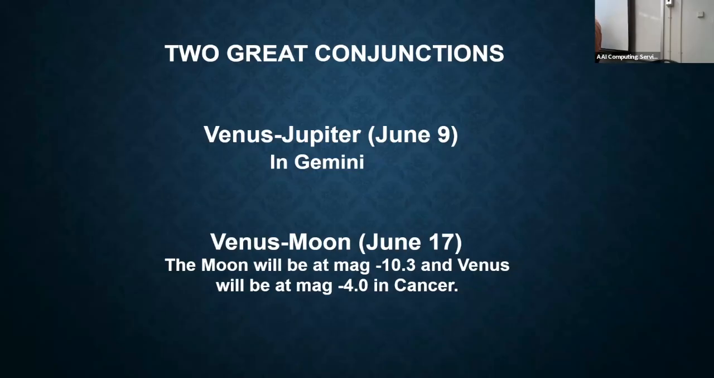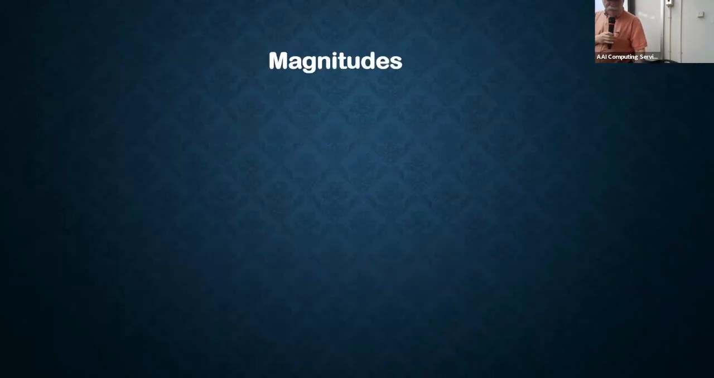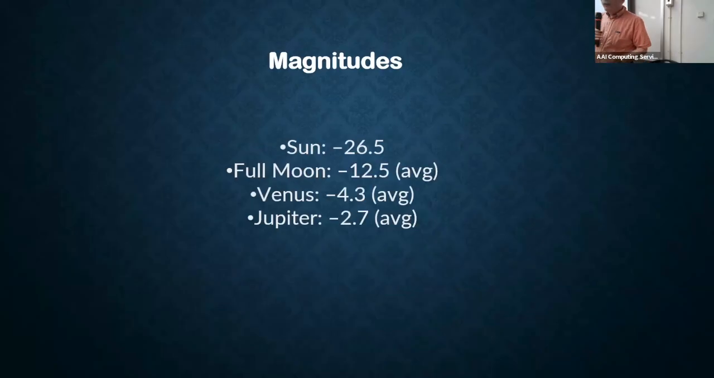And Venus, after the sun and the moon, is the brightest object in the sky. You can look at this. The magnitude of Jupiter is minus 2.7. That's the next brightest thing, and Venus at minus 4.3. The full moon is at minus 12.5. The sun is super bright, obviously, minus 27. Don't look at it.